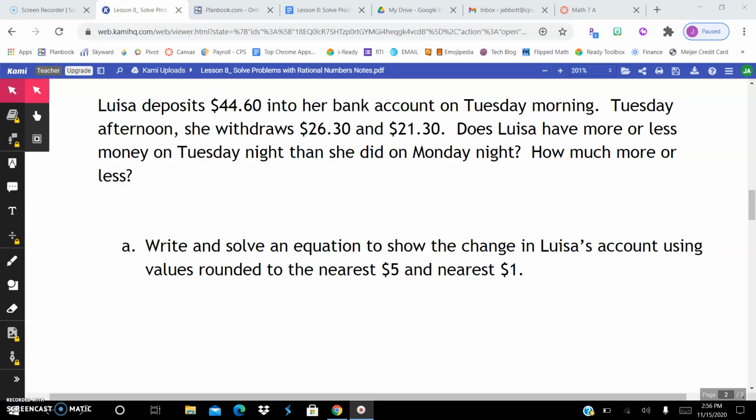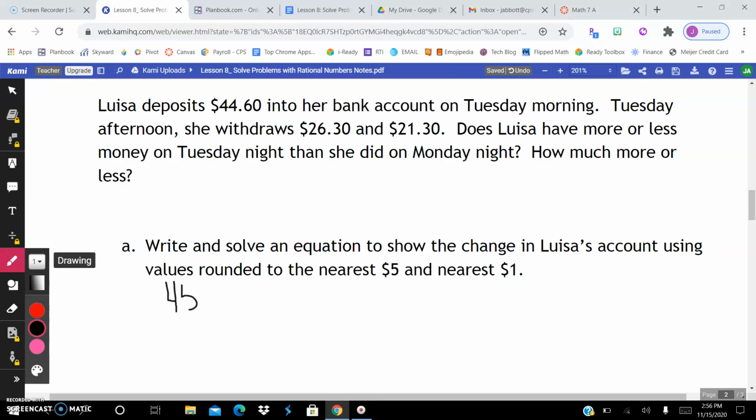Rounded them all to the nearest $5, $44.60 would be $45. And deposit means I added that, so that's positive. $26.30 would be 25, and withdrawing means she's taking it out. And $21.30 would be $20 would be the closest, and she's taking that out as well, so that's a minus. Now if I went and rounded them to the nearest dollar, 44.60 would still be 45. 26.30 would be a 26, and 21.30 would be a 21. So write and solve equations.